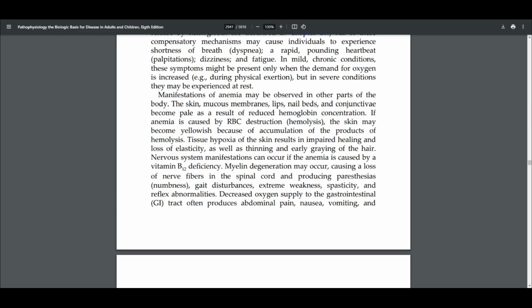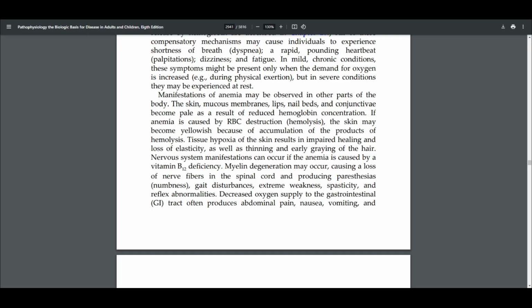Manifestations of anemia may be observed in other parts of the body: the skin, the mucous membranes, the lips, the nail beds, the conjunctiva. They all might become pale as a result of reduced hemoglobin concentration. If anemia is caused by red blood cell destruction or hemolysis, the skin may become yellowish because of the accumulation of the products of hemolysis. Tissue hypoxia of the skin results in impaired healing, as well as the loss of elasticity. In addition, there's also the thinning and early graying of the hair.